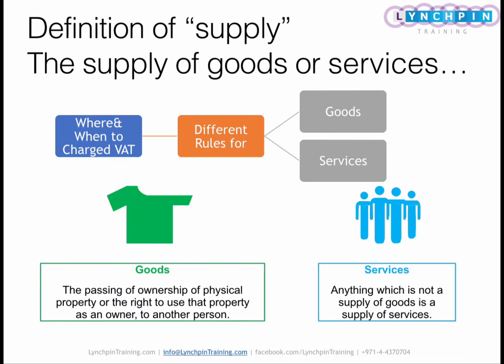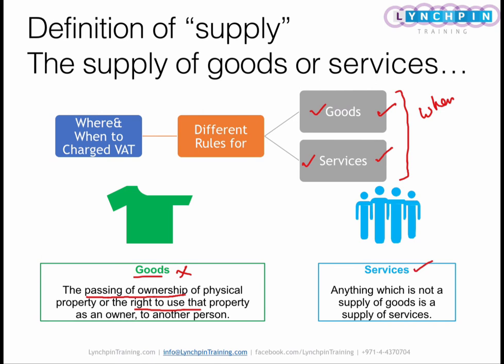Let's now see, if I'm supplying goods or services, how to establish it, because it's very important. This will affect when to record VAT. When to record VAT will have a high dependence on whether I'm supplying services or physical items. Now let's see a definition here. Goods means I'm passing on the ownership or I'm giving a right to use as an owner. Anything which won't fall here would automatically be a service. For example, accounting services, consulting services.